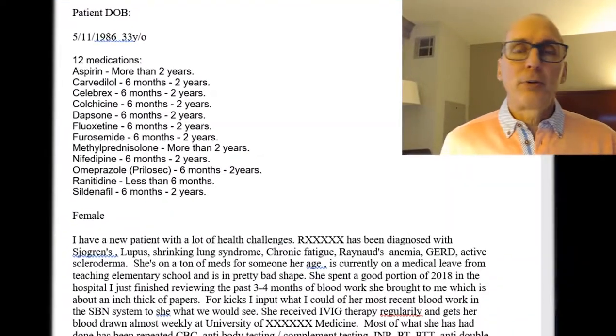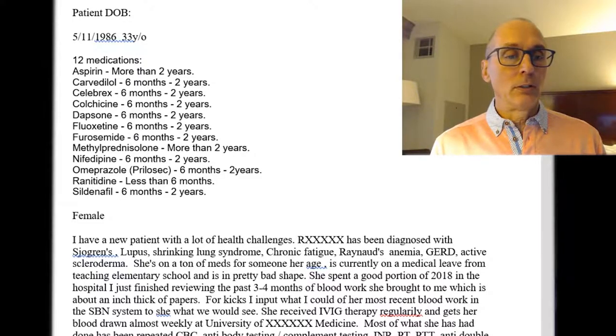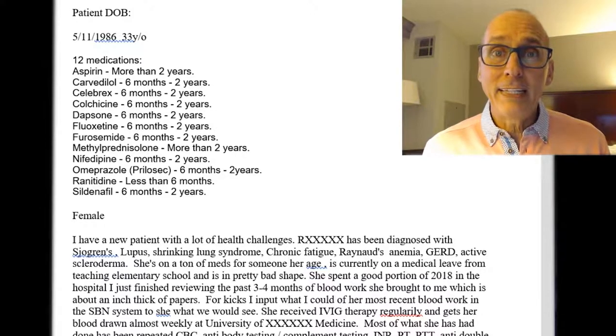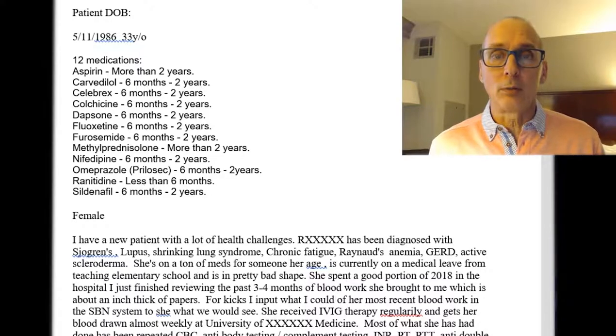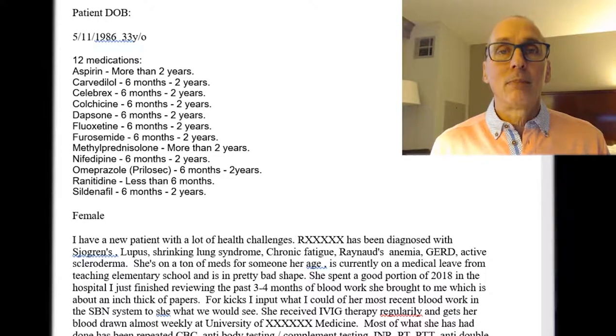The patient is 33 years old and has, as you can see here from the notes, Sjogren's, lupus, shrinking lung syndrome. Boy, that sounds bad, doesn't it? Chronic fatigue, Raynaud's, anemia, GERD, active scleroderma, on a ton of meds. She's on 12 medications. Oh my gosh, that's incredible. 12 medications at 33 years of age. That's insane. That's terrible for the medical doctors to put her on that many meds.